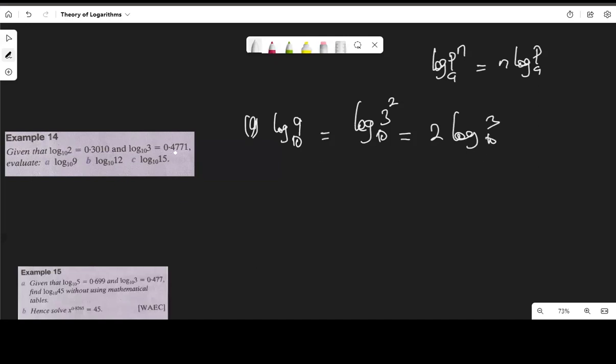And log 3 to base 10 is 0.4771. So substituting that into this place, I'll have 2 multiplied by 0.4771, which is 2 times 1 is 2, 2 times 7 is 14, right? 4 carry 1, 2 times 7, 14 again, plus 1, 15, carry 1, 2 times 4 is 8, plus 1, 9, 0.2 times this is 0. So our answer is 0.9542. So that's question A. Now move on to question B.